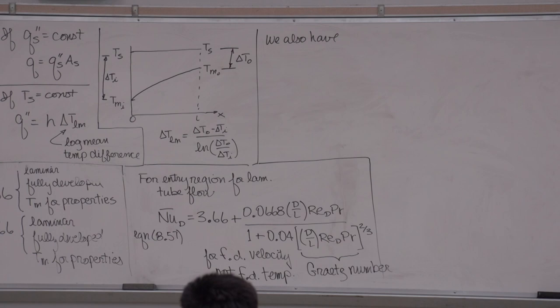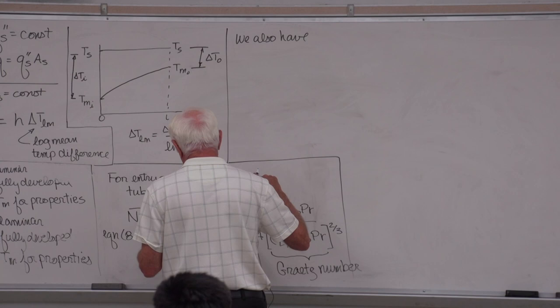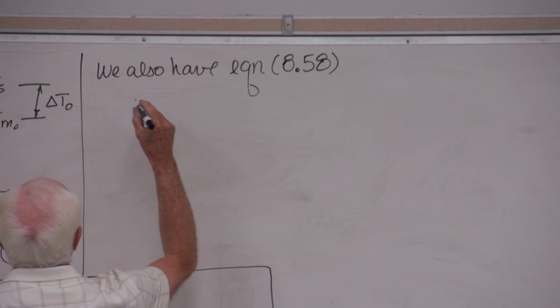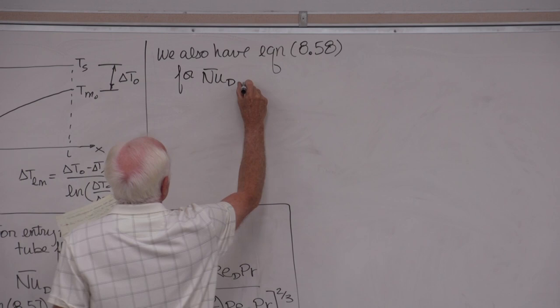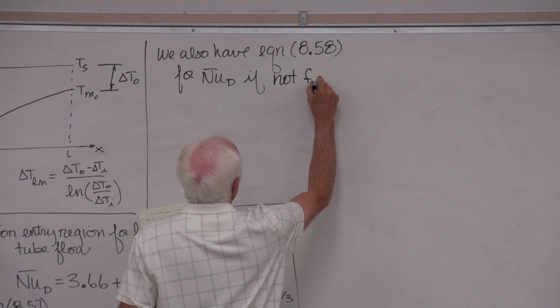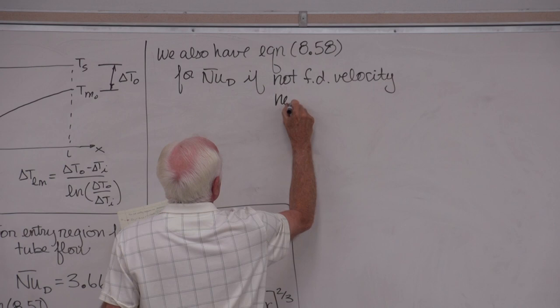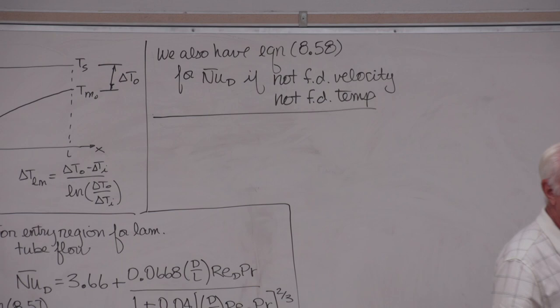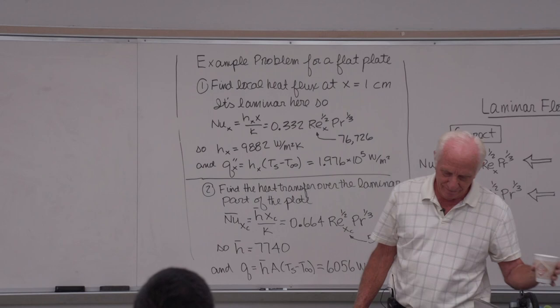Back up here, we also have equation 8-58 for Nusselt D, if not fully developed velocity, not fully developed temperature. That equation is really long and complex. I'm not going to take the time to put it on the board. It's in the textbook, but it's a long equation. So, when can we assume fully developed or not?